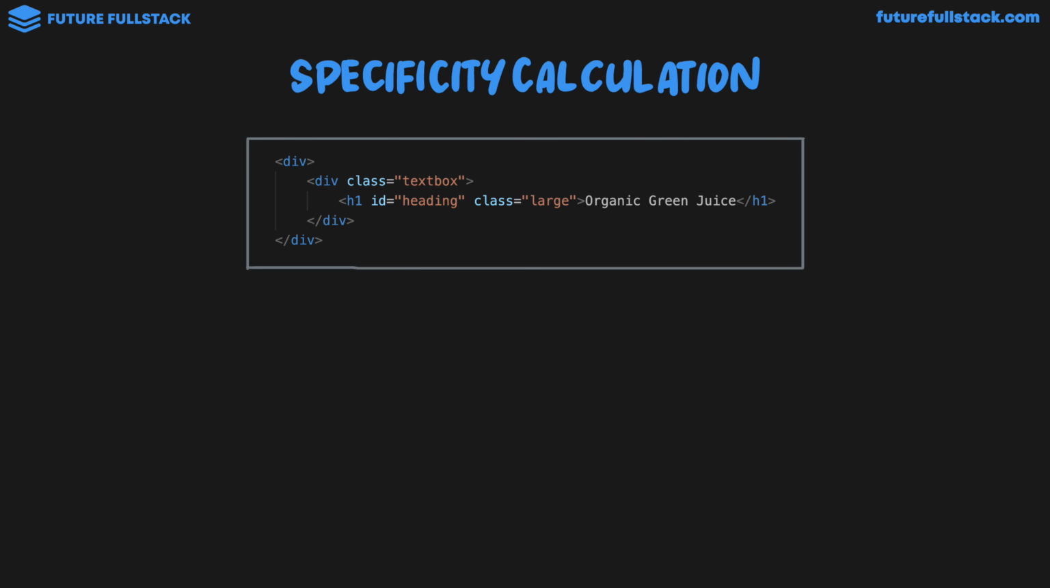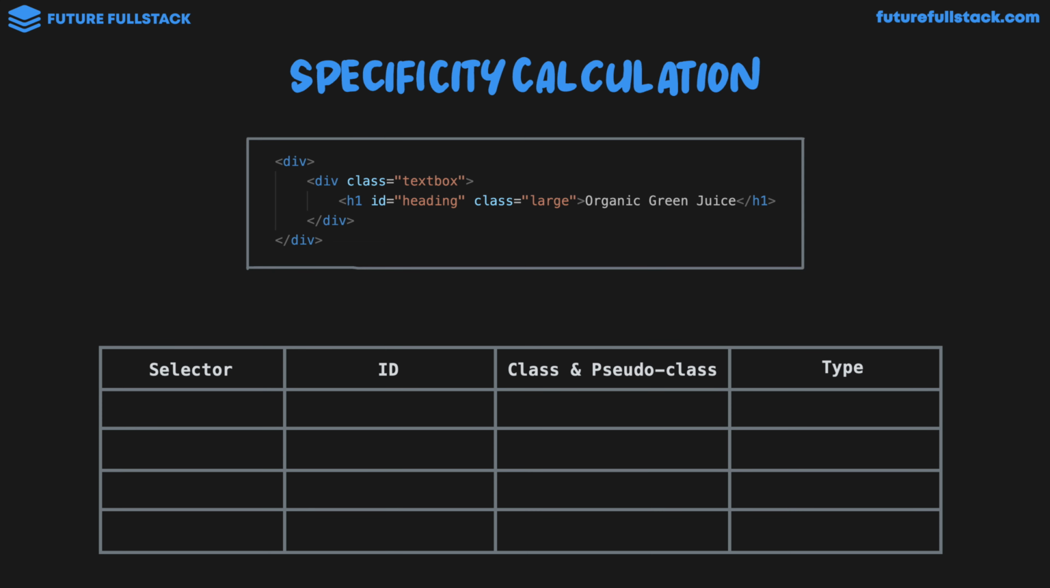A specificity calculation is very similar in nature to the sports table, where instead of wins, draws, and goal differences, we have the type of selector: ID, class and pseudoclass, and type, where as we move from left to right, these selectors have a lower priority. So an ID selector is like a win, a class and pseudoclass selector is like a draw, and a type selector is like a goal difference. So let's now go through all 4 CSS rules we just saw earlier and tally this up.